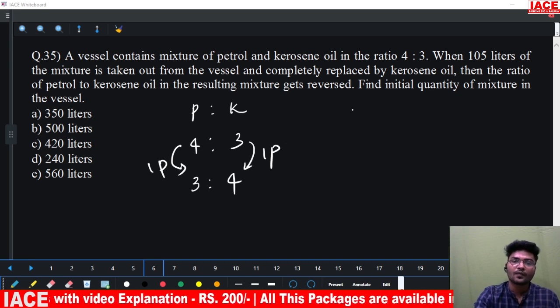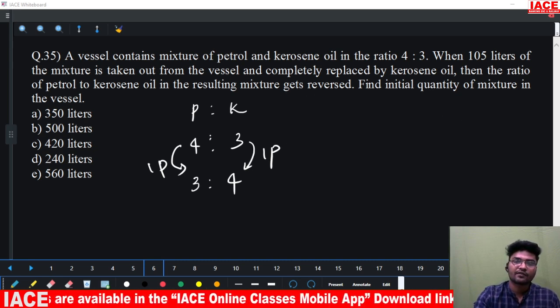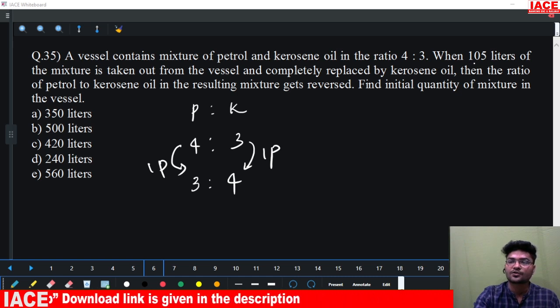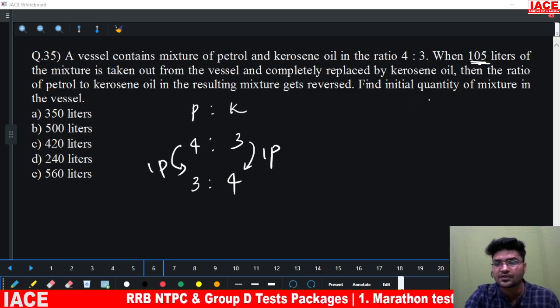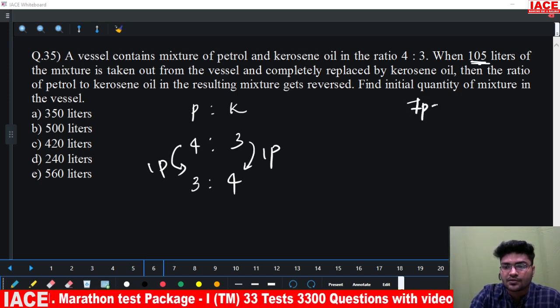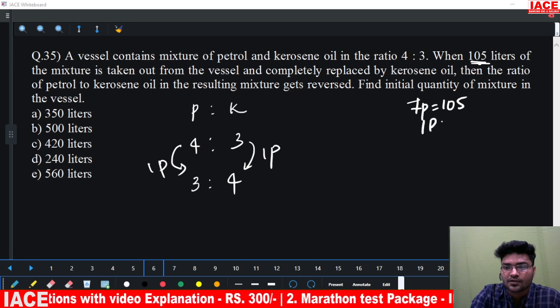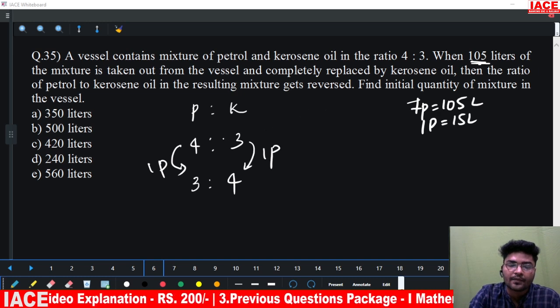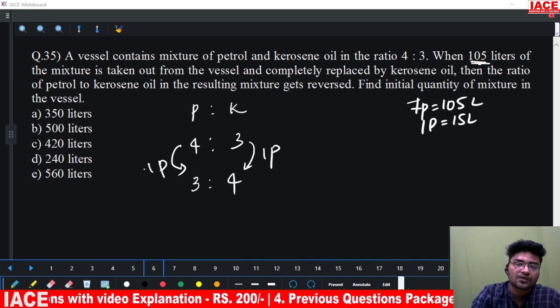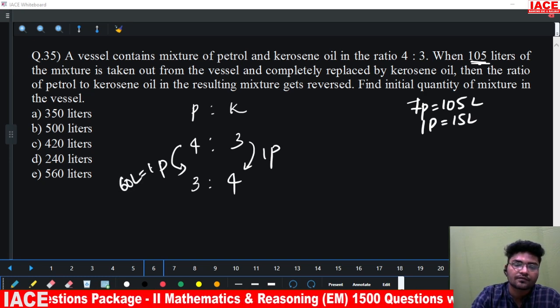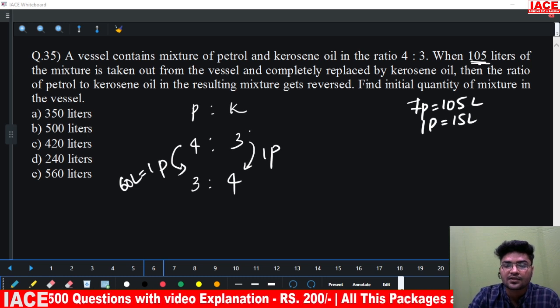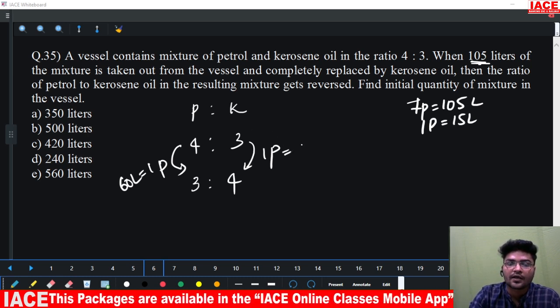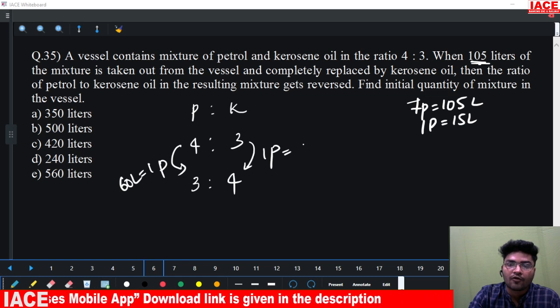So if you'll observe, first is how much? 7 parts. 7 parts removed is how much? 105 liters. 7 parts is 105 liters, means one part is how much? One part will be 15 liters. Now one part is 15 liters means petrol removed is 4 parts. 4 parts means 60 liters. Now kerosene removed is 3 parts, which means 45 liters.